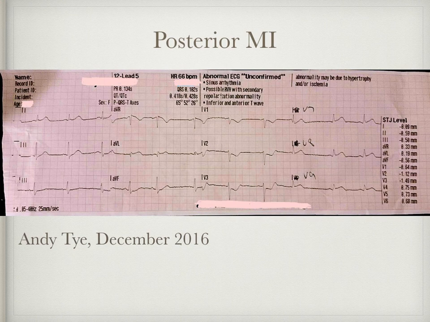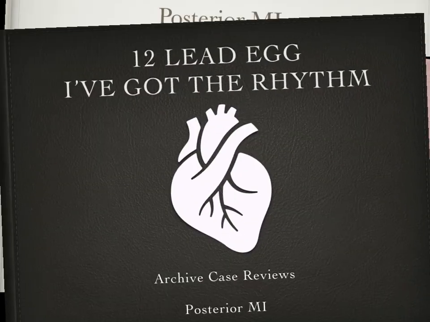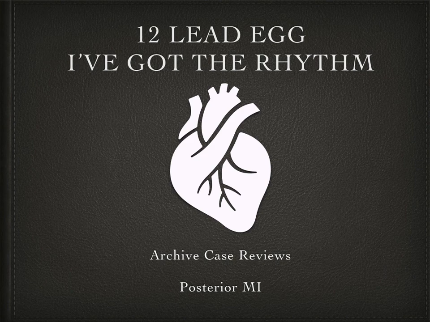But if you look at leads V1 to V3, then you can again see the pattern of ST depression with R waves and upright Ts. This lady was conveyed direct to PCI, where posterior MI was confirmed, and she was successfully stented to the circumflex artery. Well, that concludes this little walkthrough of archive case reviews, looking at how to recognise a posterior MI.